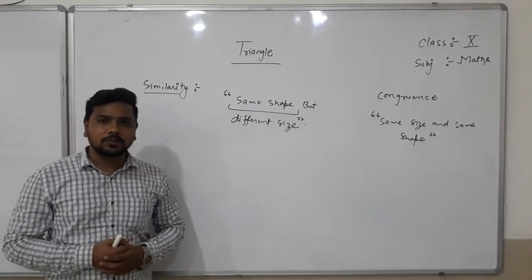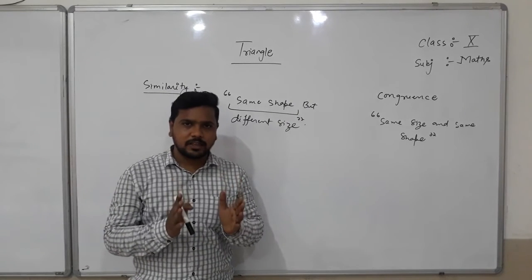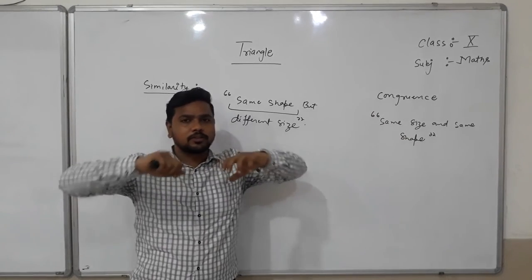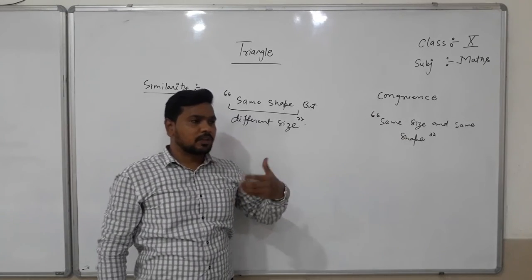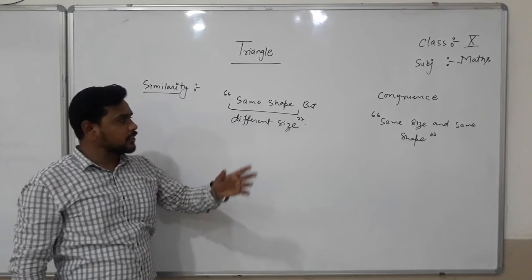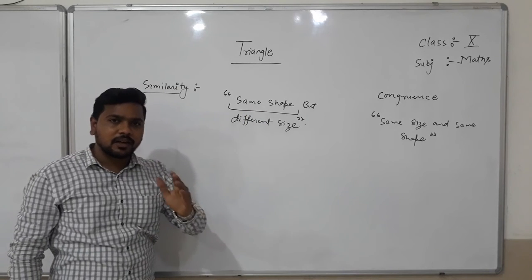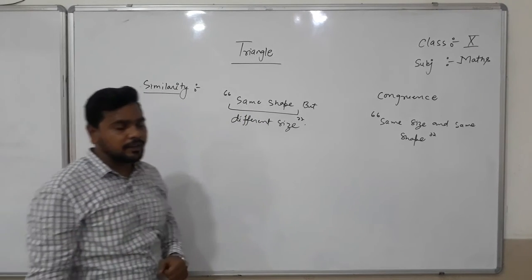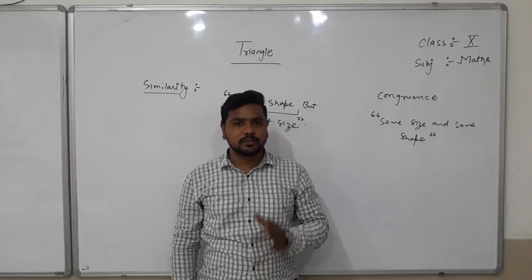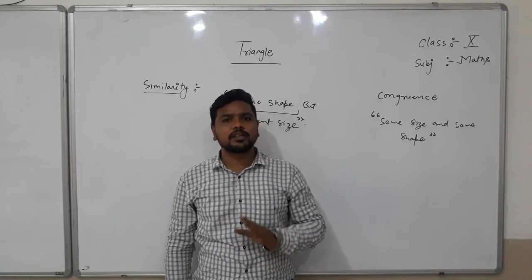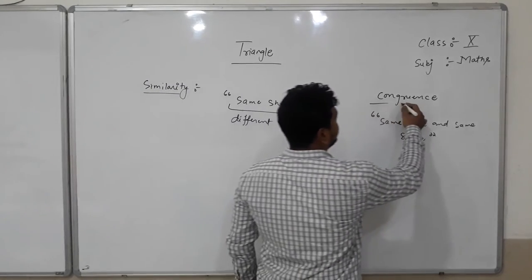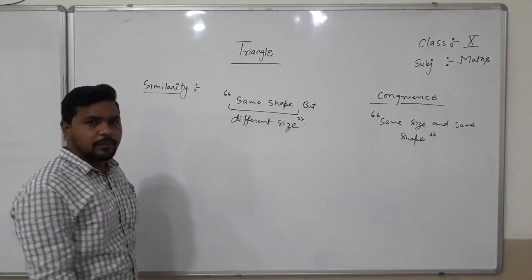In squares also, you can see a little square, and then a big square, and then another big square. Squares can be of different sizes, but they are always the same in shape. That is similarity. But in congruency, all things must be equal: same shape, same size, everything is equal. So that is congruency, and that is similarity.